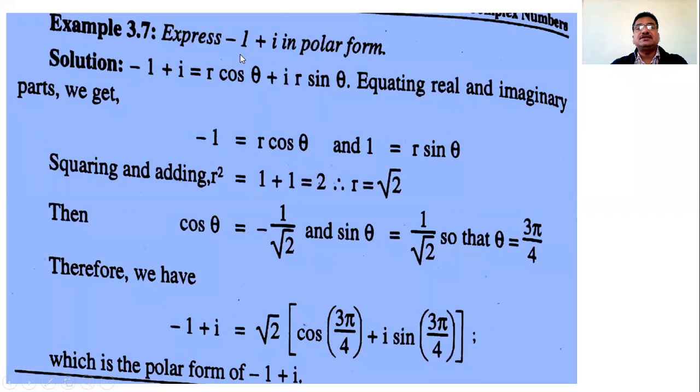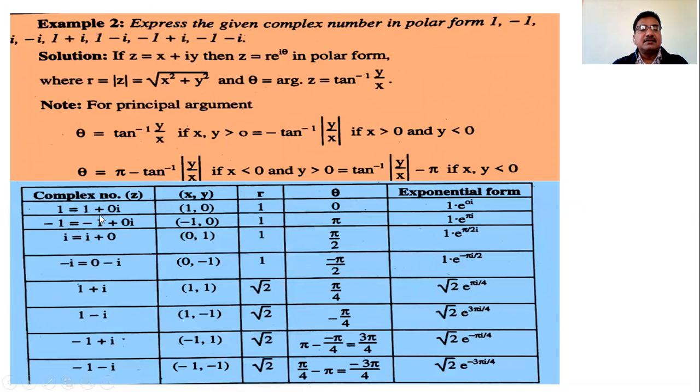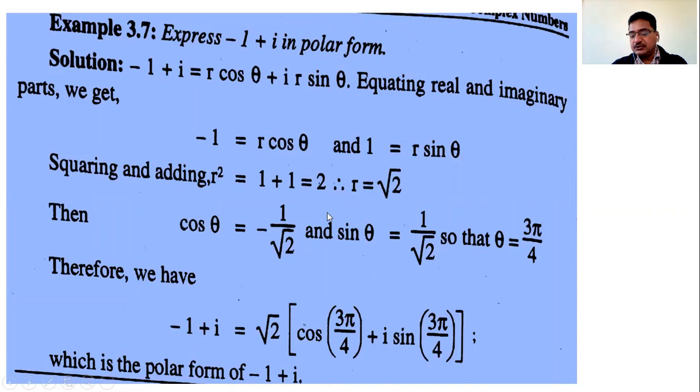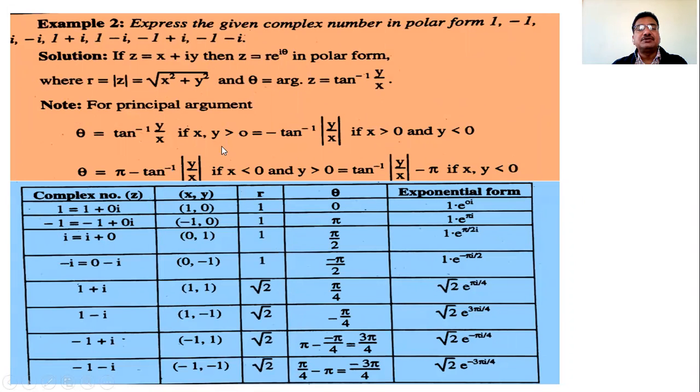So here is the question: express minus 1 plus i in polar form. So use these formulas. The modulus R is root of x square plus y square. x is minus 1, y is plus 1. Don't use the method of cos theta and sin theta. Just write theta is equal to what? x is negative, y is positive. So use this formula: theta is equal to pi minus tan inverse y by x. Substitute y and x.